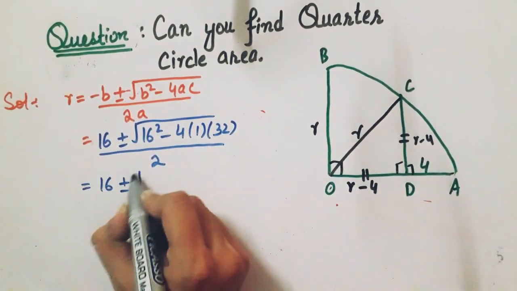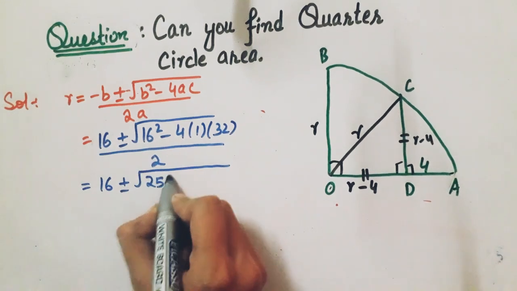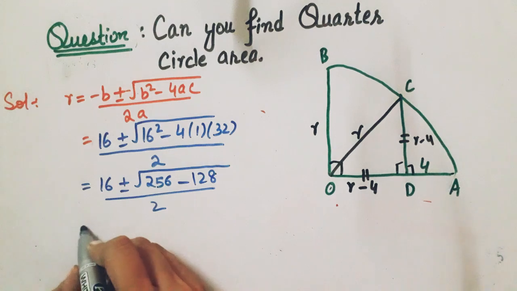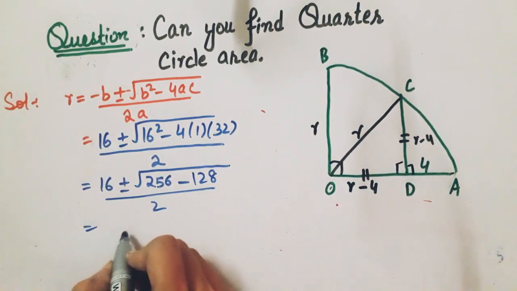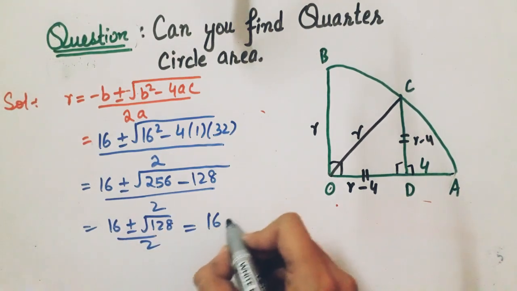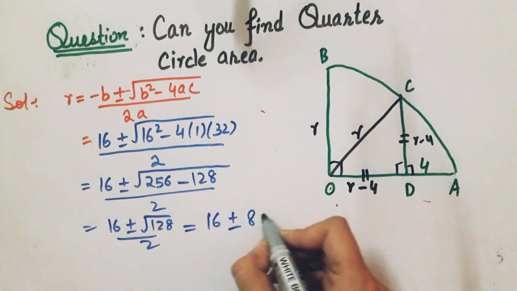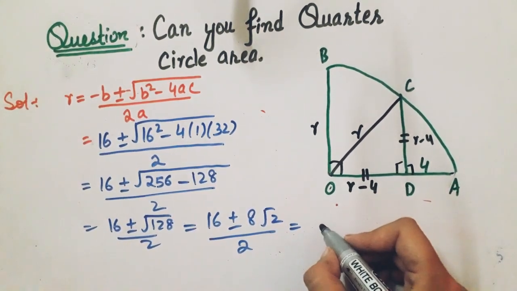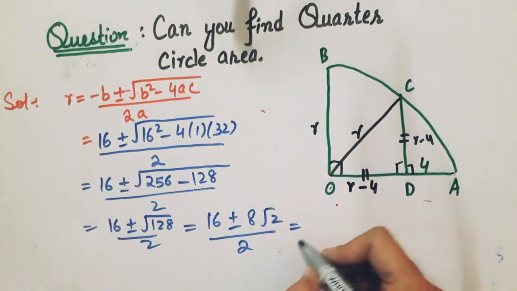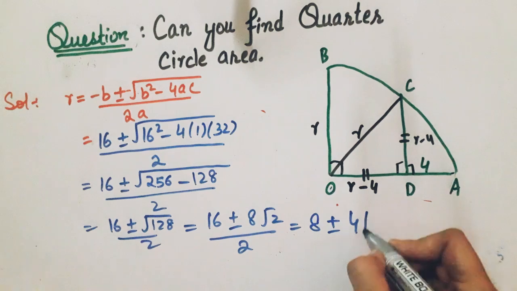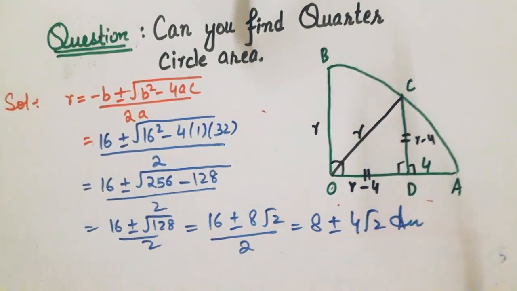So we will get 16 plus minus square root of 16 square, which is 256, minus 128, divided by 2, and 256 minus 128 is 128. So 16 plus minus square root 128 divided by 2. So this is 16 plus minus 8 square root 2 divided by 2. So dividing this by 2, we will get 8 plus minus 4 square root 2. So this will be the radius.